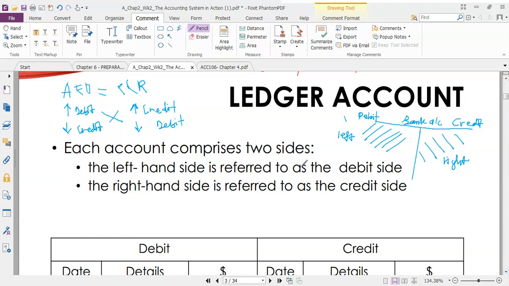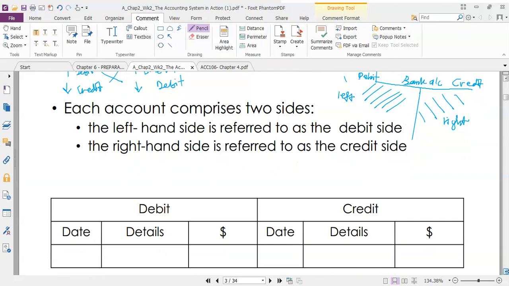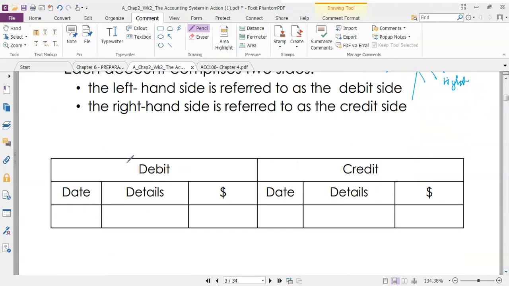Each account comprises two sides. The left hand side is referred to as debit and the right hand side is referred to as the credit side. Faham ke? You understand? Okay, so T account dia macam ni.